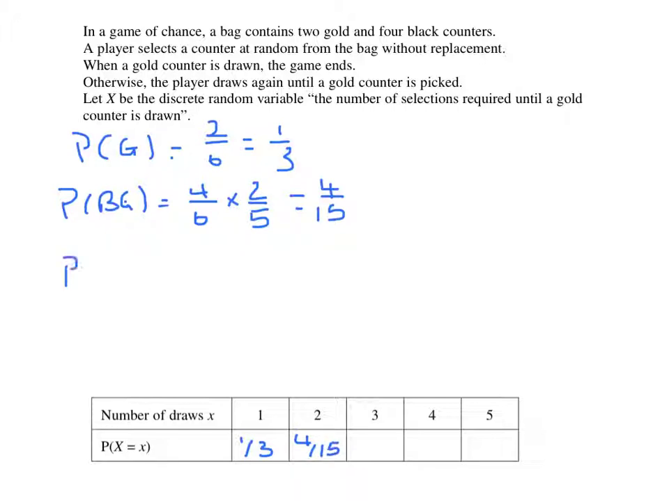3 draws would be 2 blacks and then a gold, so that's 4 out of 6, 3 out of 5, and then your 2 golds left out of 4, which is 1/5.